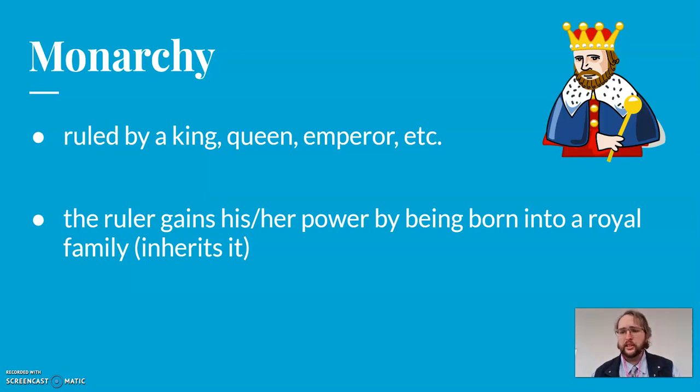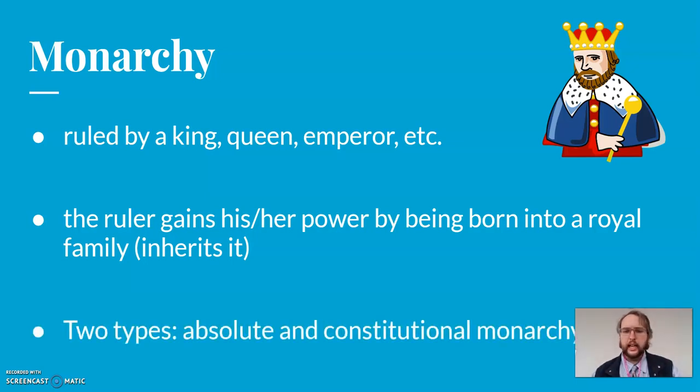All right, so there's no elections in a monarchy. You gain the power. You become king or queen based on being part of the family. Usually, especially in historical times, it was passed down to the oldest son. So if the king died, the oldest son would take his place. There are 2 types of monarchies. There's an absolute monarchy and a constitutional monarchy. And based on the names, you can tell the differences between the 2.